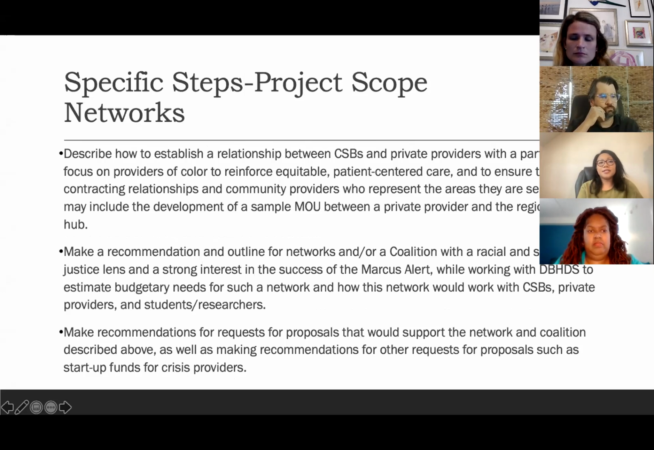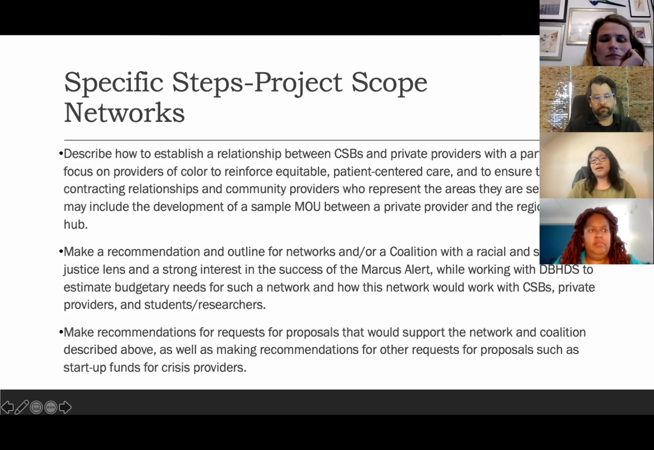Okay, so in regard to networks, we identified the project scope as describing how to establish a relationship between CSBs and private providers, with a particular focus on providers of color to reinforce equitable, patient-centered care, and to ensure there are contracting relationships and community providers who represent the areas they are serving. This may include the development of a sample MOU between a private provider and the regional crisis hub.